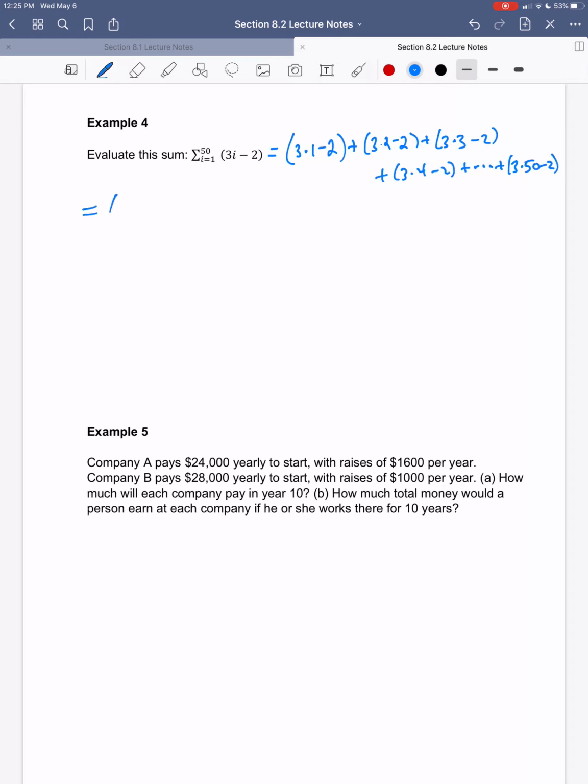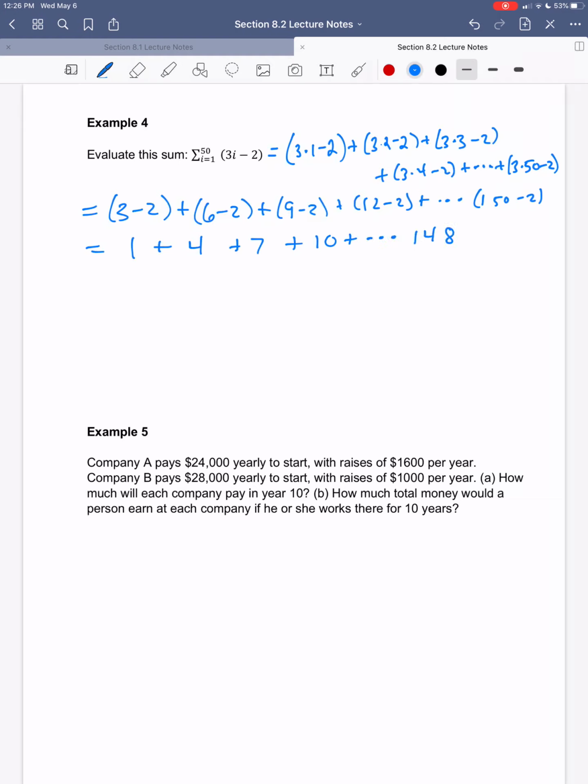So what's that going to be? 3 times 1, I get 3 minus 2. 3 times 2, 6 minus 2, 3 times 3, 9 minus 2, 3 times 4, 12 minus 2, until I get to the last term, 150 minus 2. So I get 1 plus 4 plus 7 plus 10, and so on until I get to 148.